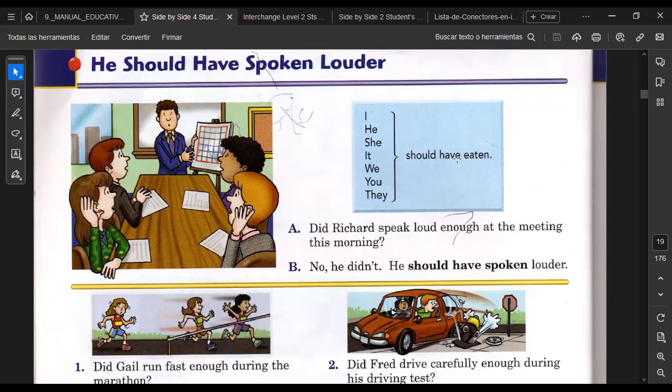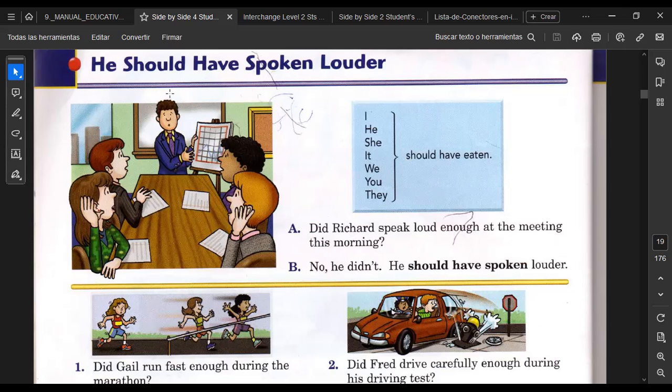Entonces, en este caso, tenemos tres verbos. For the past modals, we have to use three verbs. Should, have, and eaten. And the main verb, the principal verb is eaten. Have is an auxiliary. And should, you can use should, or you can use could, or you can use would for different situations. But right now, we are going to focus only on should.